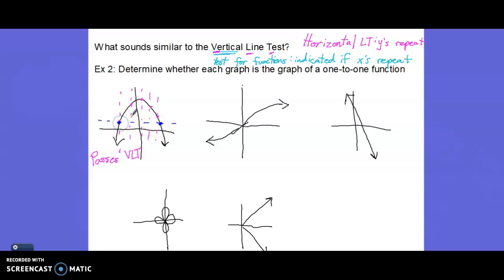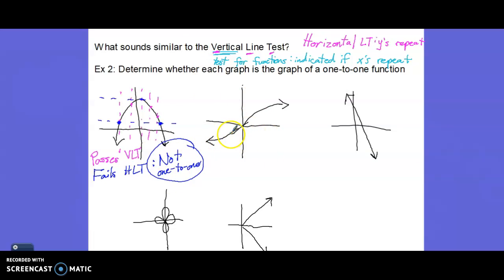As soon as you find one horizontal line that doesn't work, I realize that the horizontal line test works up here because it only hits once. It doesn't hit at all above that. But as soon as you find one example that it fails, then we say it fails the horizontal line test. And therefore, this is not one-to-one. It has to pass both in order to be one-to-one. Because if it doesn't pass the vertical line test, it's not a function. So really no reason to move on from that.